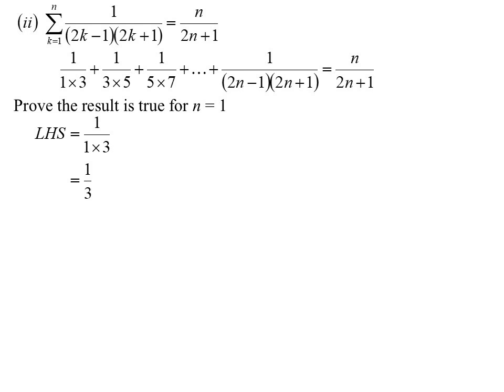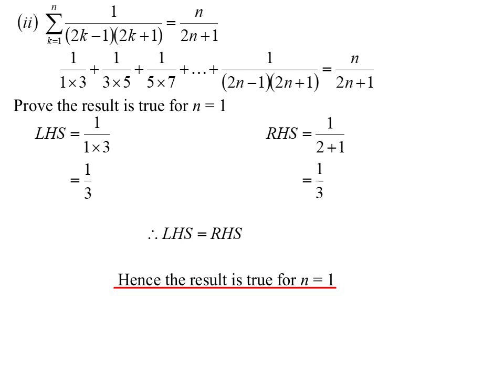So the left-hand side, my first term, 1 over 1 times 3, which is a third. If I substitute it into the proposed formula of n on 2n plus 1, yes, I get a third as well. Okay, left-hand side is equal to the right-hand side. Hence, I know it's true. I've done one of my two pieces of information. I've proven it true for n equals 1. I will now assume the result is true.